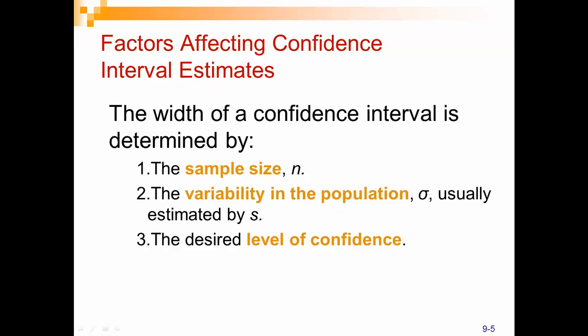We use the sample size and the standard deviation in the calculation to determine the range of the confidence interval estimate. And we have the instructions on the screen. The width of the confidence interval is determined by the sample size, n, the variability in the population, which is the sigma, population standard deviation, usually estimated by the s, which is the sample standard deviation, and then our desired level of confidence. So let's take a look at the formula for estimating the confidence interval for a mean when we know the population standard deviation, which we usually don't know. And you can find more about this on page 301 of your text.